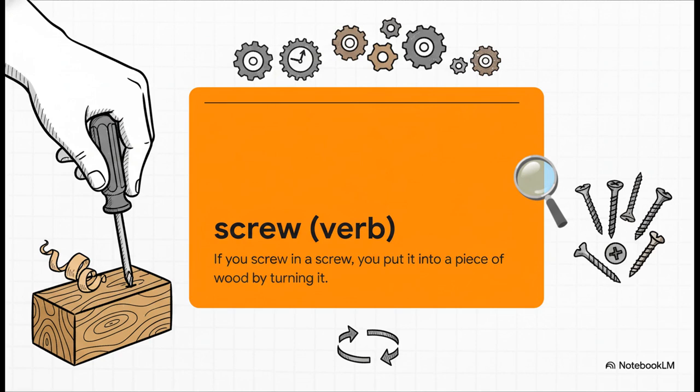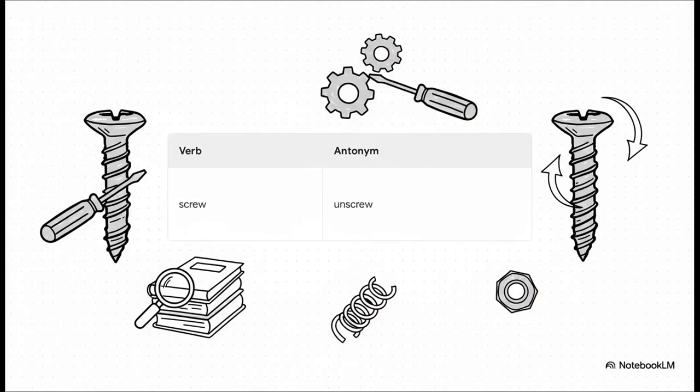So as a verb, to screw is simply the action of using that very fastener we were just talking about. The definition even says, if you screw in a screw, you put it into a piece of wood by turning it. See that? The noun is right there inside the definition of the verb. They're totally connected. And check this out. What's really kind of elegant about the language here is that the opposite of to screw is just to unscrew. It's clean, it's logical, it's perfectly balanced. So far, this all feels pretty basic, right?